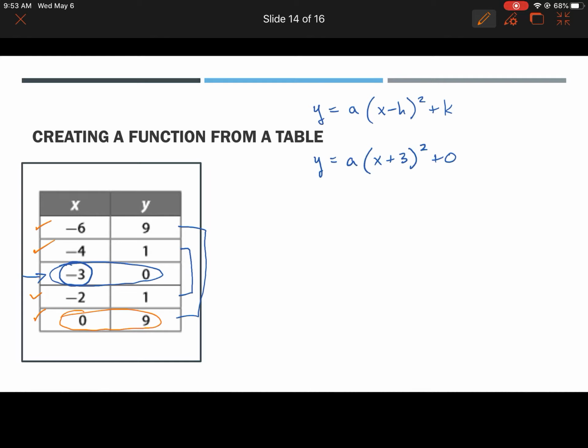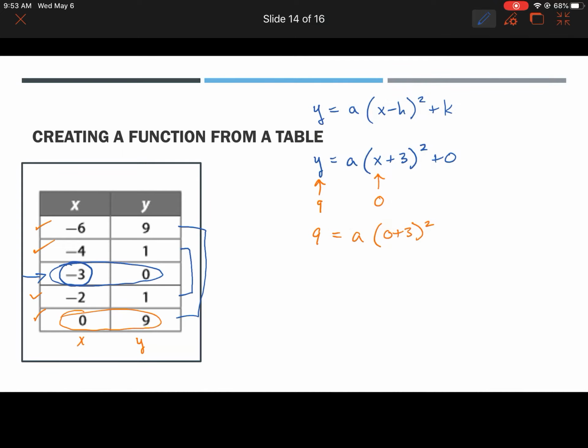So keep in mind that these are x and y values. So I'm going to substitute a 9 here for y, and I'm going to substitute the 0 for the x. Now watch what happens. That's going to give me 9 equals a times 0 plus 3 squared, and I'm not even going to write the plus 0 because it doesn't matter. So now I'm able to actually solve for a, which is the whole point of this exercise.